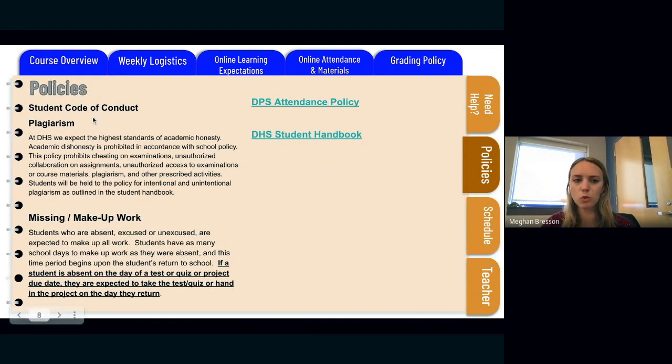Okay, and these are just some school policies as far as plagiarism and missing and makeup work, and these come directly from the student handbook, which is also linked into the syllabus.